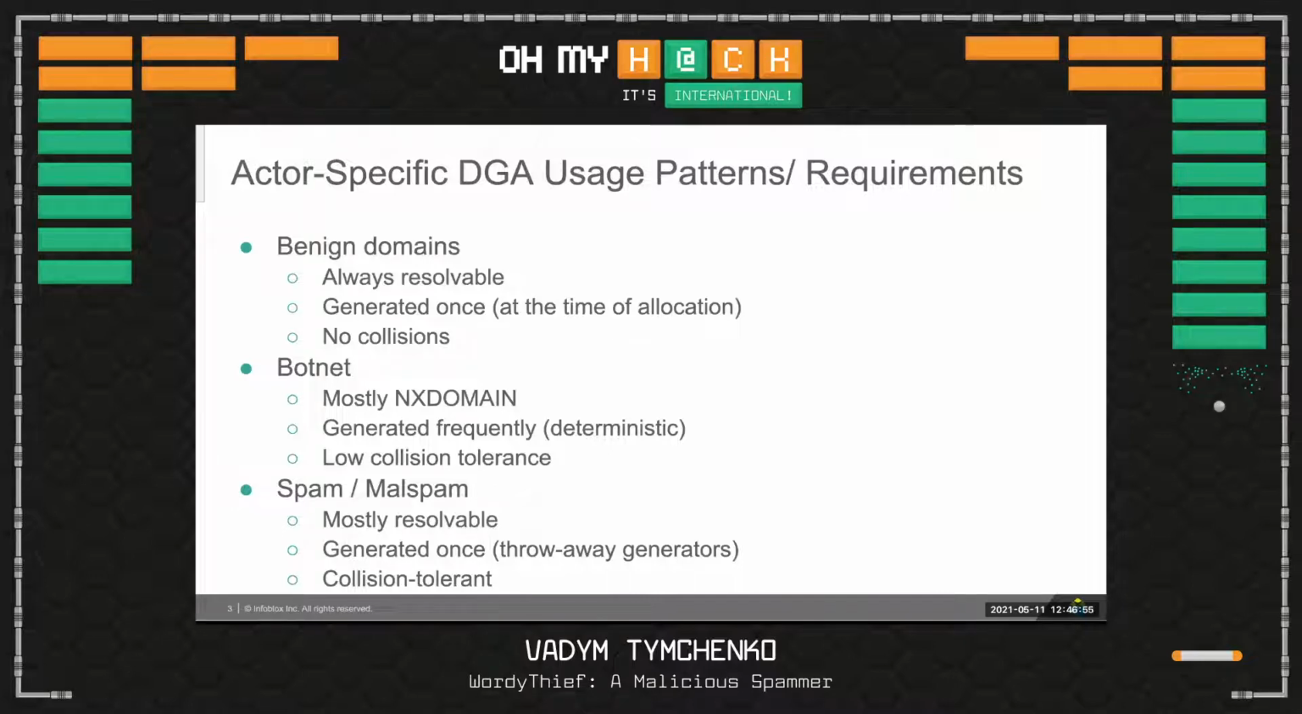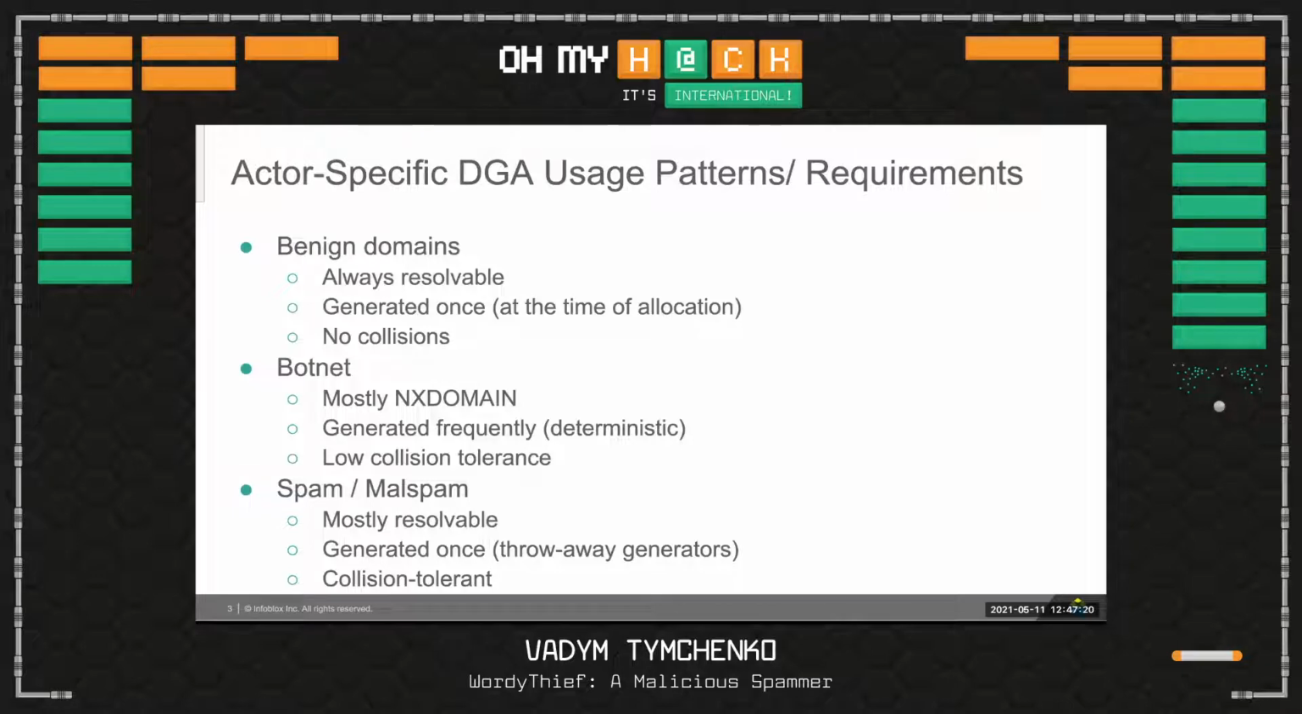So, for example, benign domains are always resolvable. They are generated once at the time of allocation or registration. And typically, large companies create the algorithm in such a way that there is a very small number or practically no collisions observed. On the other side, botnet traffic is mostly non-resolvable.